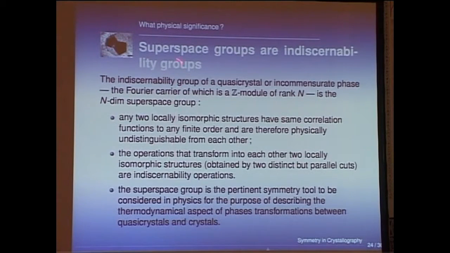So that's the most important point. Superspace groups are indiscernibility groups. If you take any two locally isomorphic structures, they have the same correlation function to any finite order, and therefore are physically indistinguishable from each other.